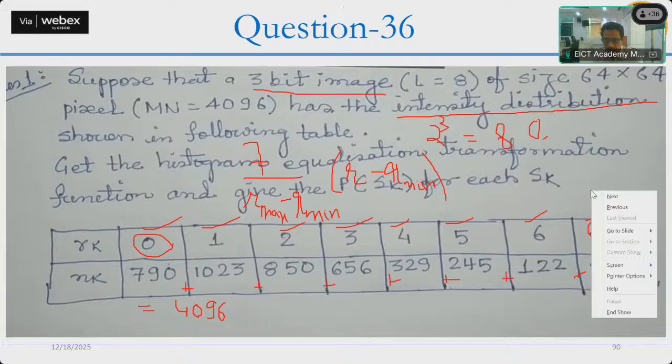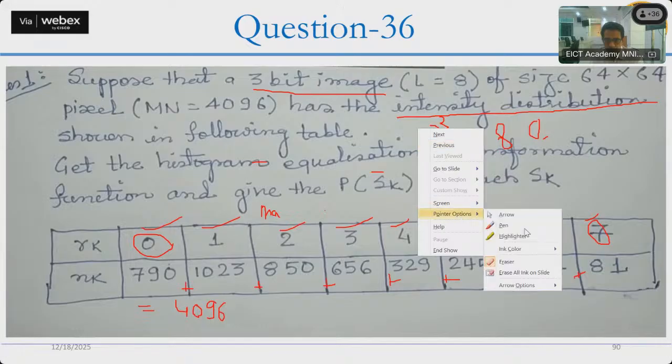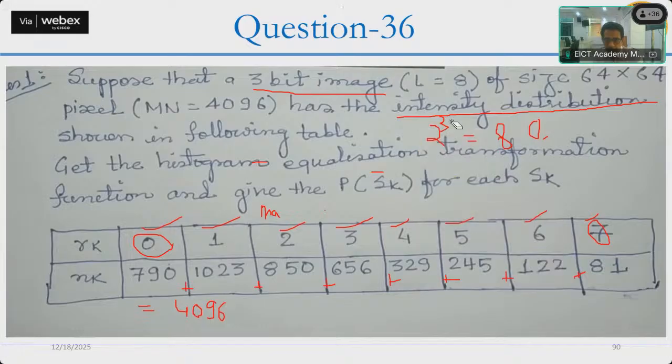So is it clear? See what I want to emphasize when we had been asking this. Is it clear? So how will we apply histogram equalization here? We have seen the problem.